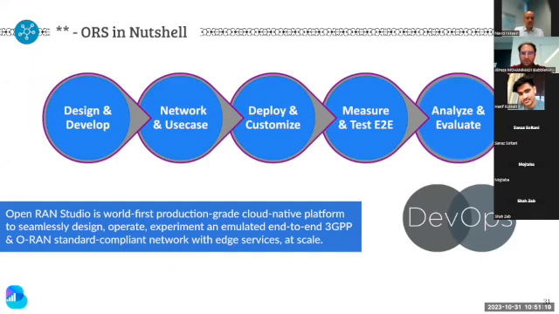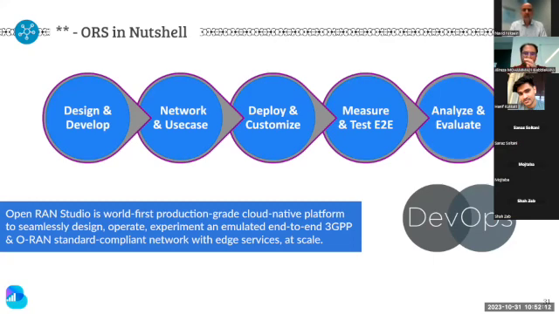Before that, we want to show how your interaction with ORS would look in a nutshell. We recognize five steps that you usually go through with ORS. First, you think about the design and development of your network, as in the simulation of RAN and core networks, where you describe the network yourself. Then you deploy your network and customize it as you wish. Then you can do end-to-end measurements and tests, and analyze and evaluate the network that you just deployed.